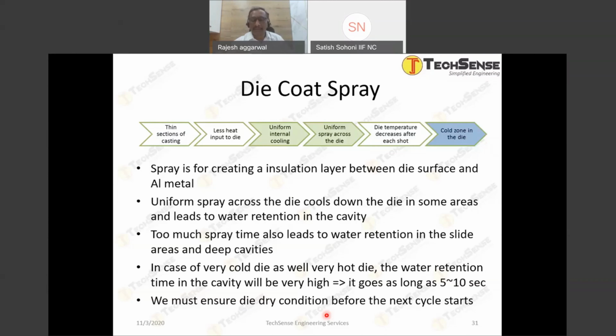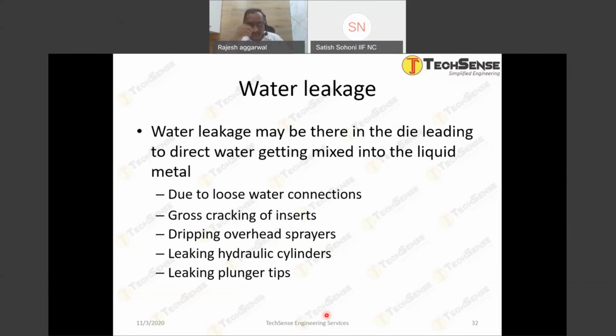Water leakage may be there in the die. Many times we have experienced it on the shop floor. If you have a particular gas porosity defect in a particular region, and it is always coming over there, then we must look for this type of defect. There may be some leakage of water, or maybe hydraulic oil as well from the cylinders. It may be due to a loose connection, cracking of the insert, dripping water from the overhead spray, leaking hydraulic cylinders, or the leaking plunger tip as well. So we should make sure that there is no water inside the cavity.